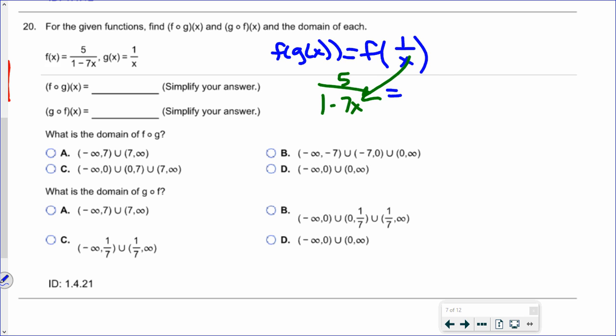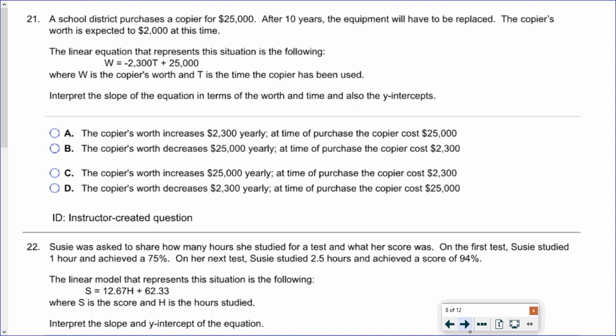So that means I'm going to have 5 over 1 minus 7 times 1 over x. Yes or no? Do we see that? When in doubt, graph it out, and then you can do the rest of it. Next.